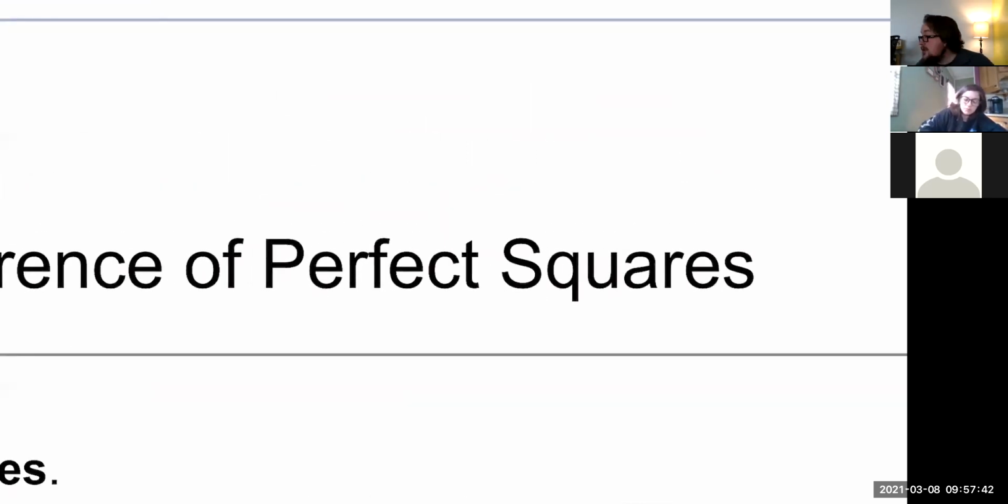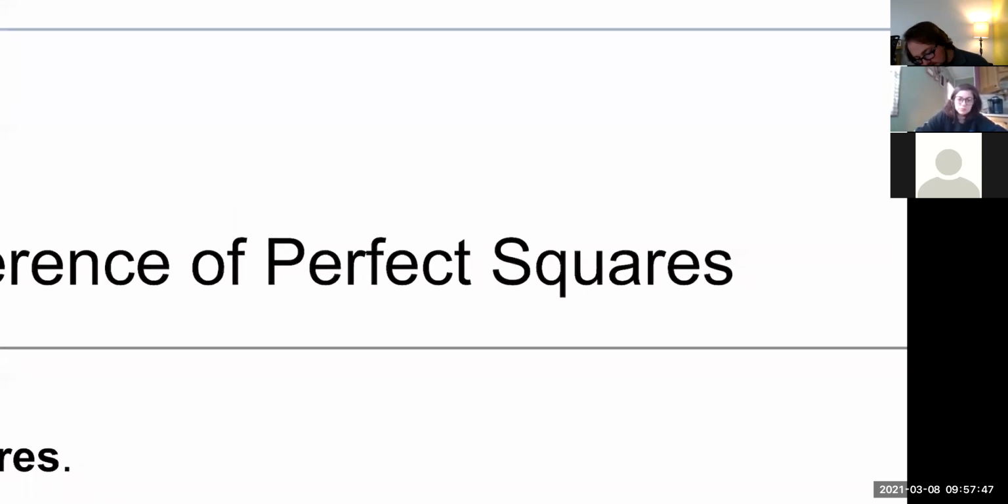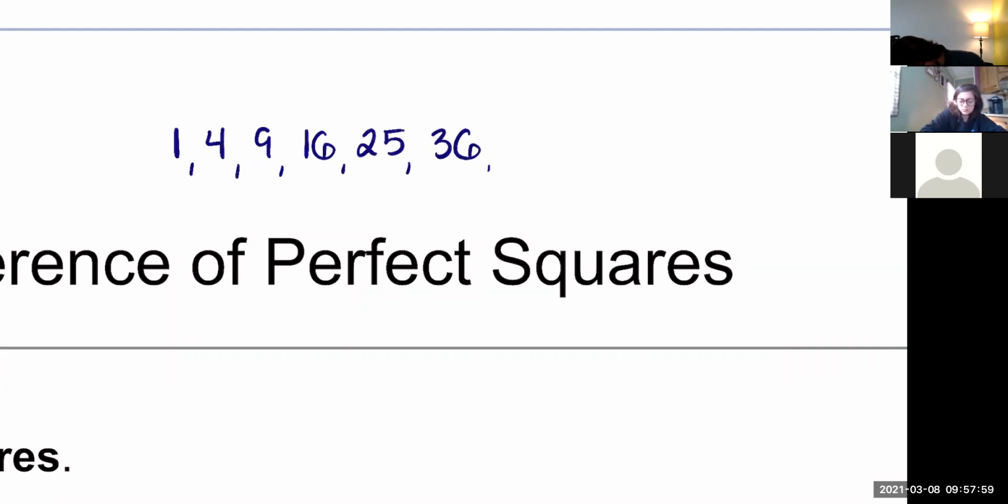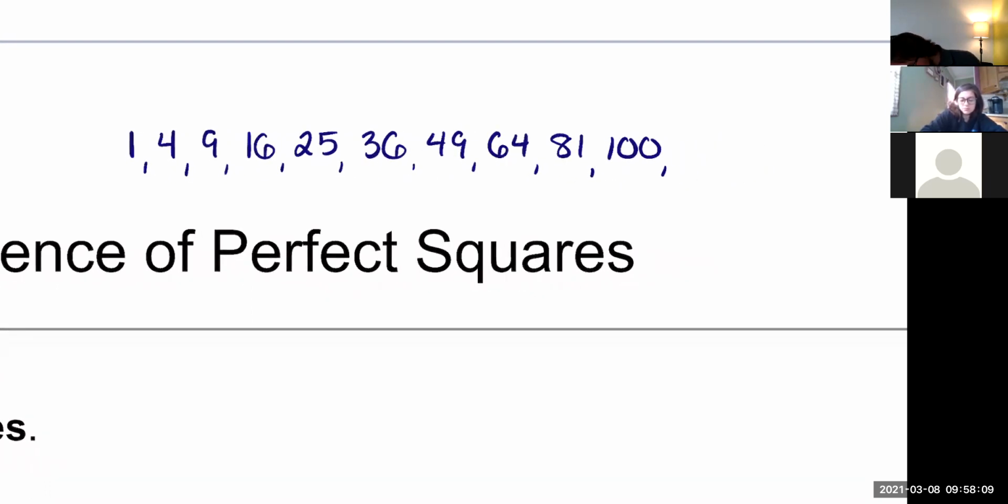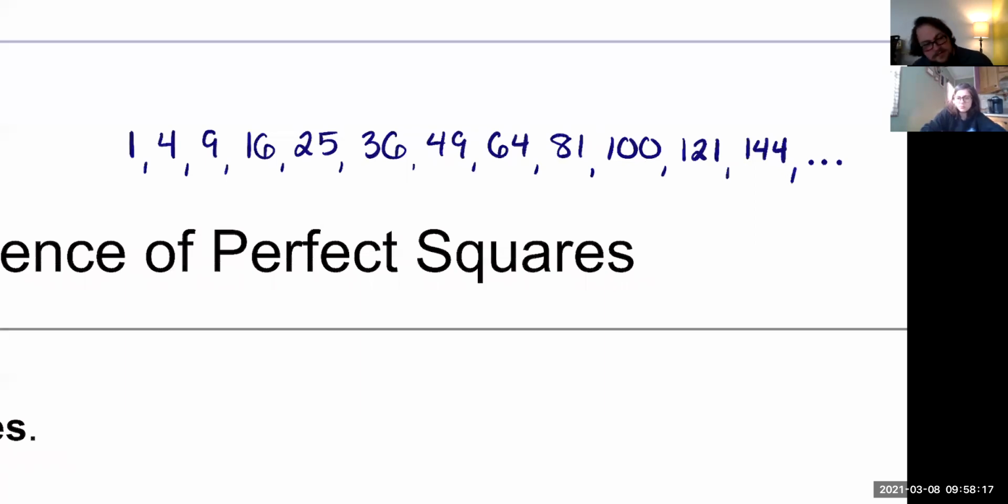First off, your perfect squares. They are listed on your factor pair list, but I'll give you at least the first 10. And they are 1, 4, 9, 16, 25, 36, 49, 64, 81, 100. I'll even give you a few bonus ones that aren't on your list: 121, 144, so on and so forth.